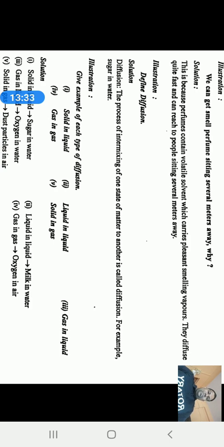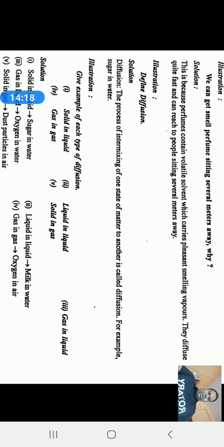So oxygen in water. Solid in gas is dust particles in air. We can easily observe dust particles in air. Now see the next, liquid in liquid: milk in water. And next, gas in gas: oxygen in air. As you know, air is a mixture of gases, O2 and other inert gases in very small amounts. So it is very interesting, this topic, but all of it is theoretical.